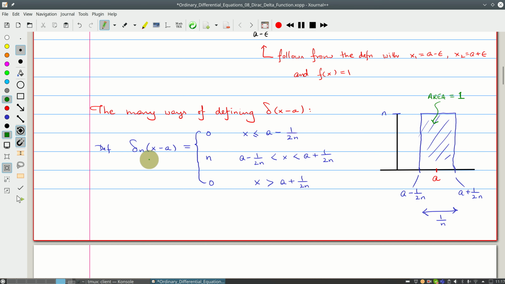Now you can see that this function has an area of 1. Why? It's got a height of n, and it's got a width of 1 over n. So the area is n times 1 over n, and that's 1. Now here's the interesting thing. As I change n, as n goes to infinity, n gets larger and larger, this width will get smaller and smaller, but the height will get larger and larger. And because of this construction, the area will always remain 1.